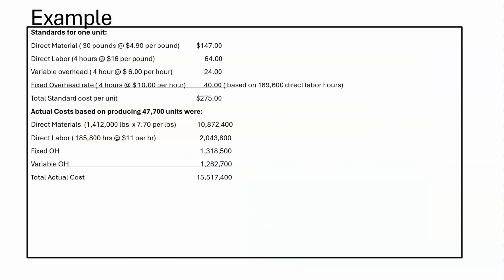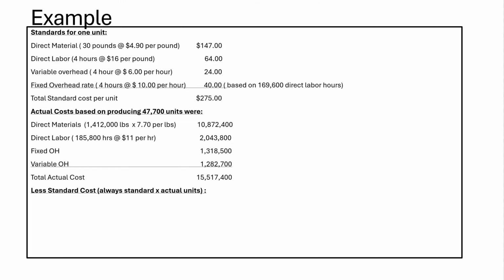Now, here is a problem, and I've tried to give you all the information you need. First of all, you need to know the actual units produced, which we show as 47,700. Because we're doing fixed overhead, we also need to know the number of direct labor hours it's based on, because remember, fixed costs normally don't change regardless of the change in the amount of units produced within the relevant range. Then we're going to look at our actual costs. How much did we actually spend? So now we can look at this.